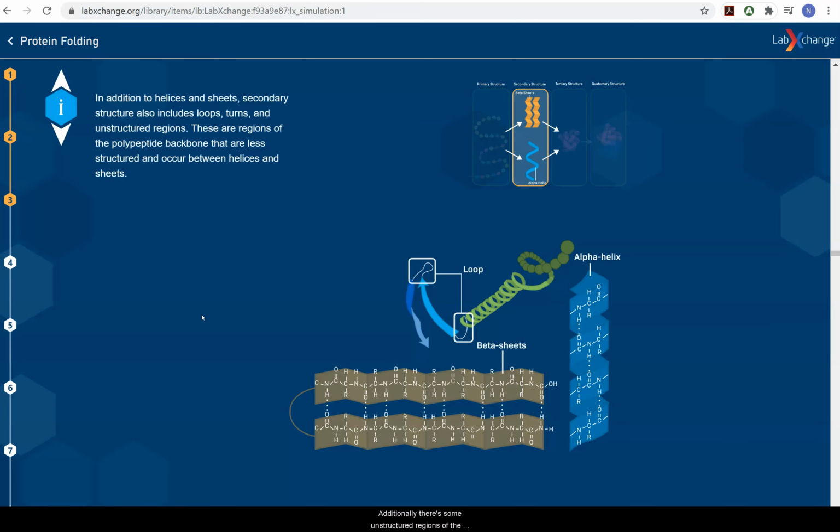Additionally, there are some unstructured regions of the polypeptides as well, and these tend to occur between the alpha helices and the beta sheets, where it switches between them.